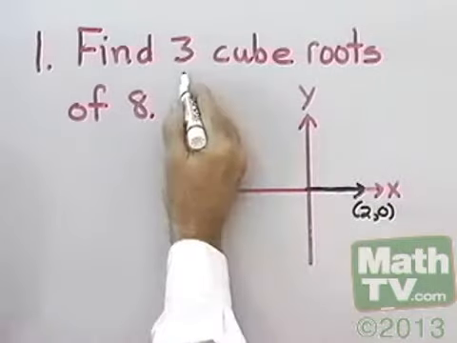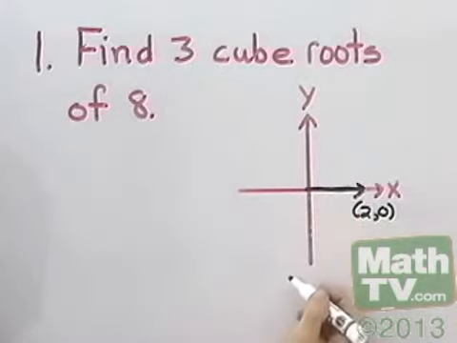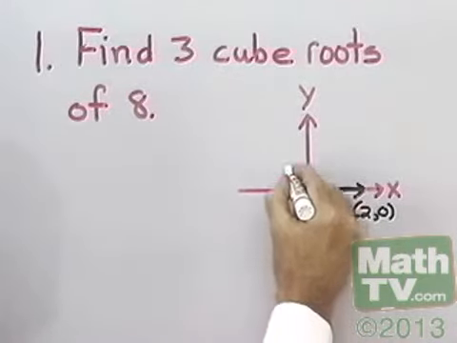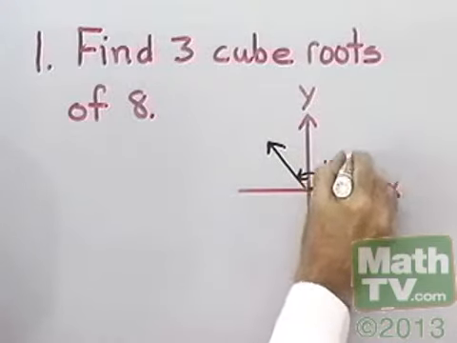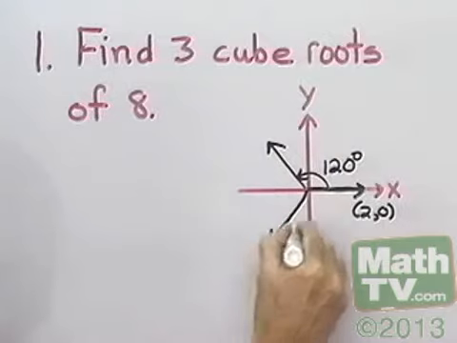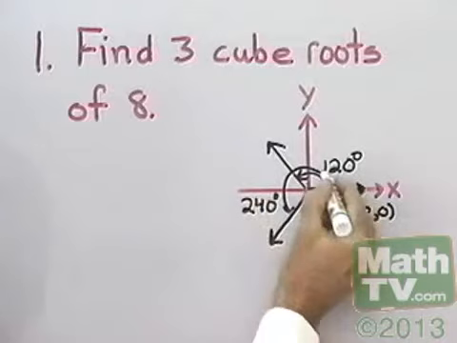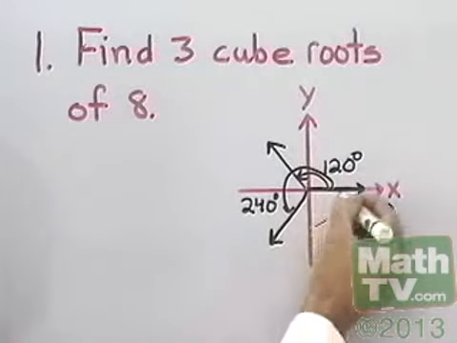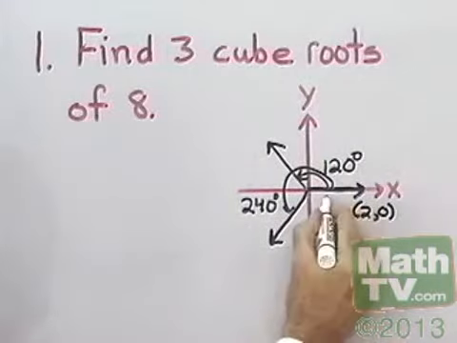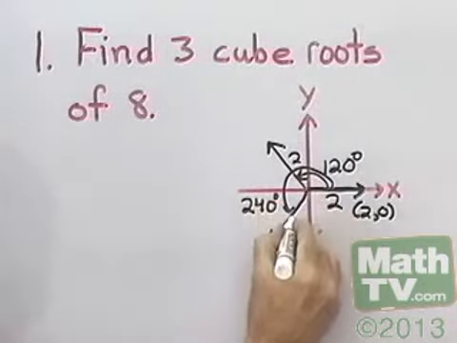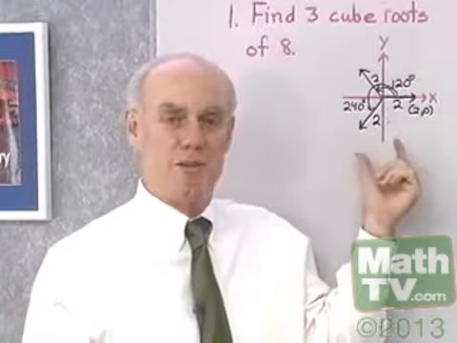So I want 3 cube roots of 8. That means that those 3 cube roots are going to divide the coordinate plane up into 3 equal pieces. So I'm going to have one up here at 120 degrees, and then I'm going to have another one down here at 240 degrees. So 120, 240, 360. So that divides the coordinate plane up into 3 equal parts right there. Each of these complex numbers will have a length of 2. And so there's a picture of the 3 cube roots of the number 8.